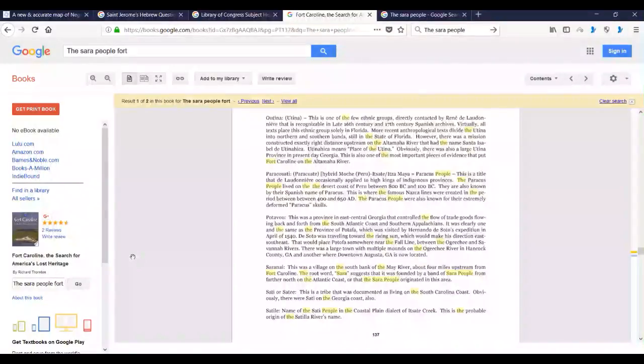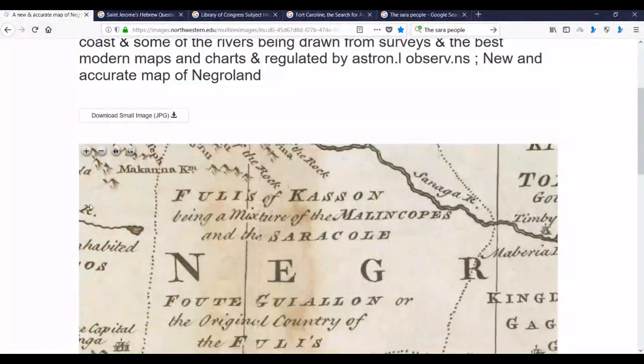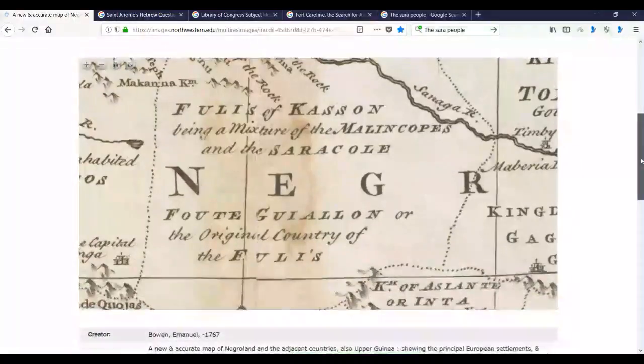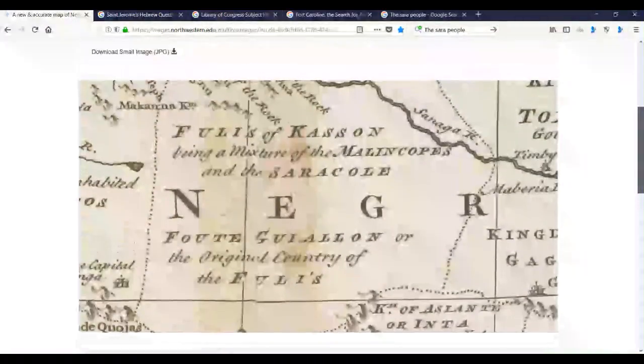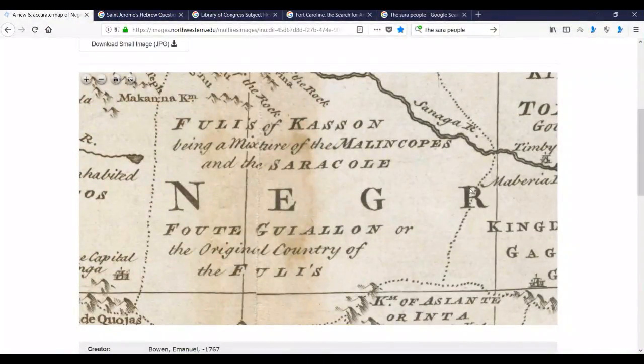But that's the way we search, and that's the way I came to many of the resources that we use. For instance, this is the map. Show them the bigger version. This is the map that you would have.